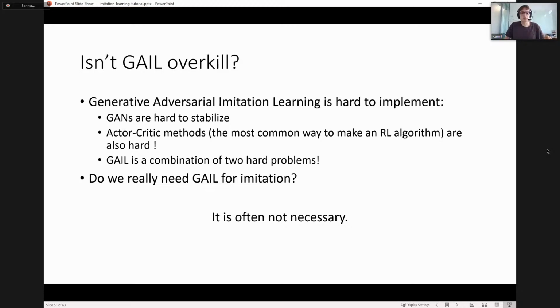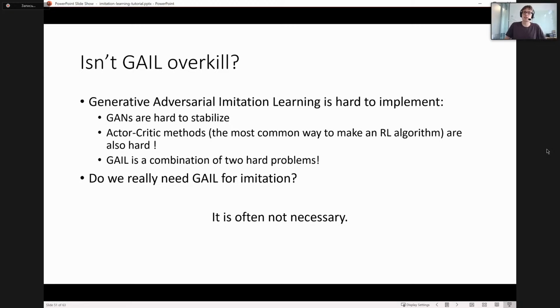So now the problem with GAIL is, we have two hard problems, GANs and actor-critic, and they're both hard to stabilize. And now we combine two hard problems and make an even harder problem. And we get a powerful algorithm, but it comes at this cost that training is hard, and ensuring that we converge can be done, but it requires a lot of careful engineering. So the question is, well, do we really need GAIL for imitation? And the answer to that depends on your particular use case. Very often, it is not necessary.